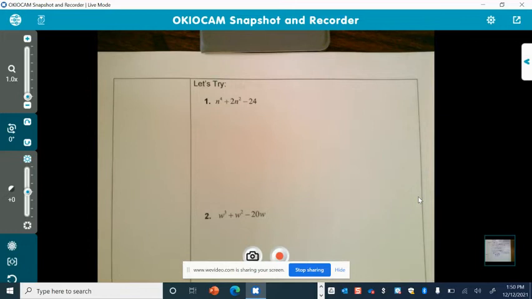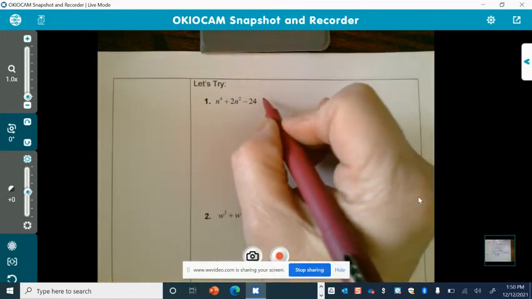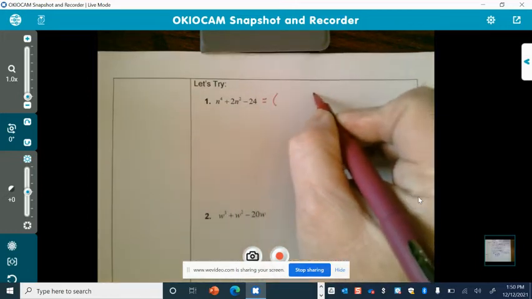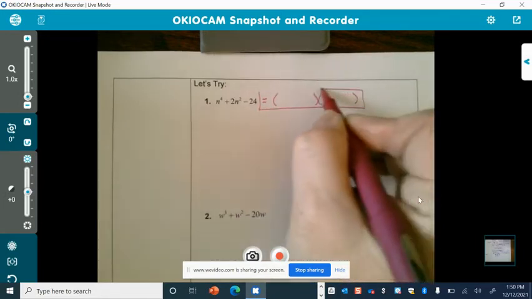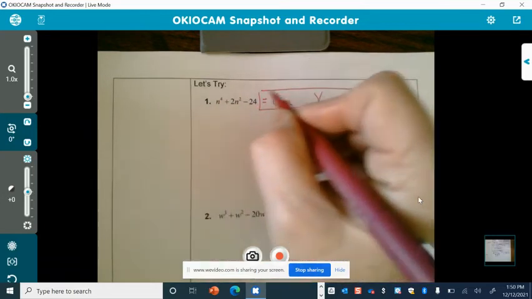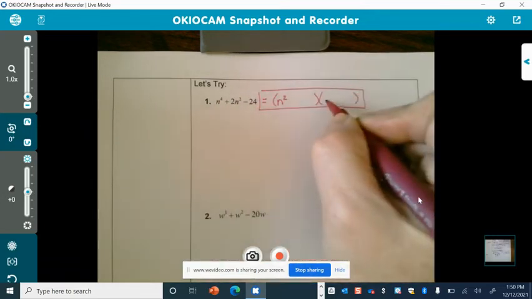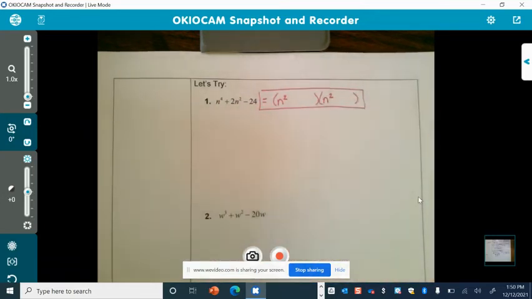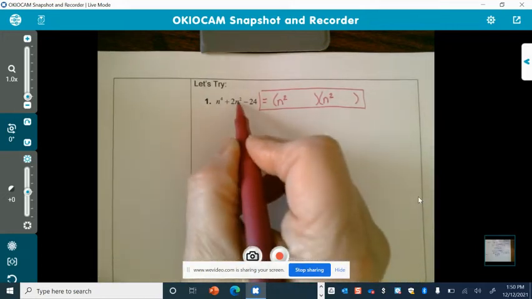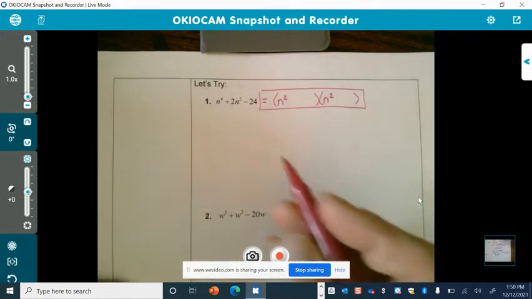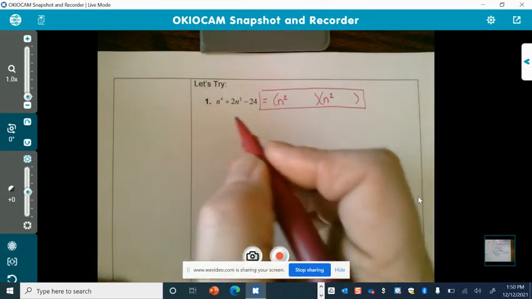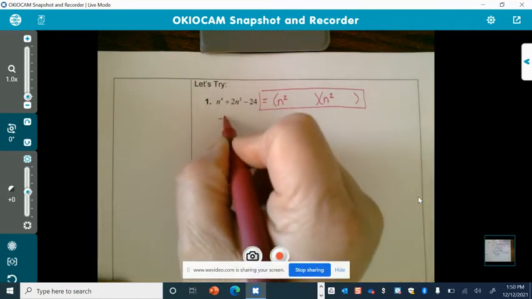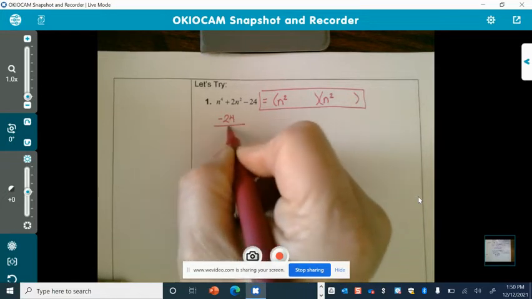All righty, no greatest common factor. So I am going to skip straight to two binomials. N to the fourth has to become n squared times n squared. It's the only way it's going to work. Plus, I need an n squared in the middle. Okay, there's no need to multiply a times c. A is 1. C is negative 24.